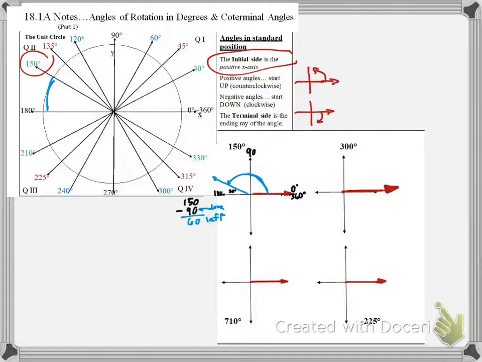So I would say that this one has the terminal side, which means the end, is 30 degrees from the negative part of the x-axis.